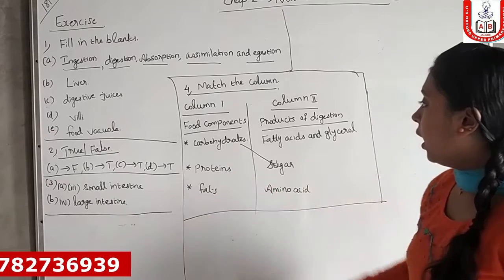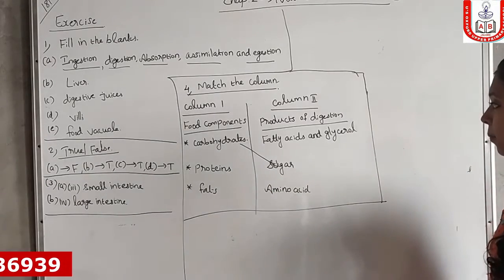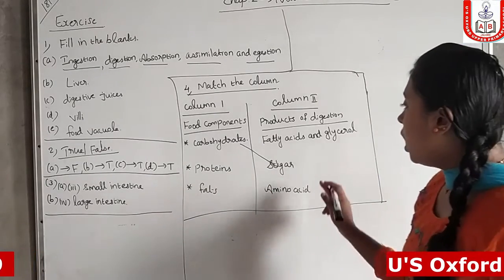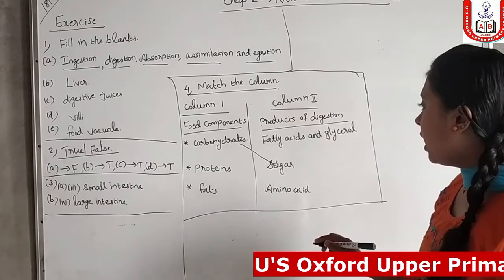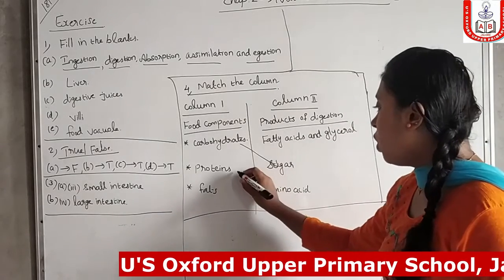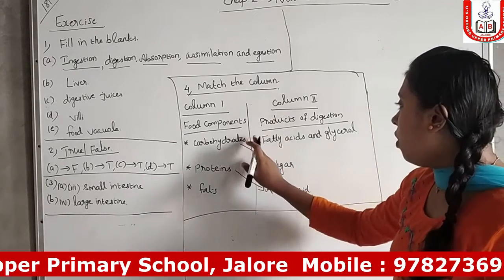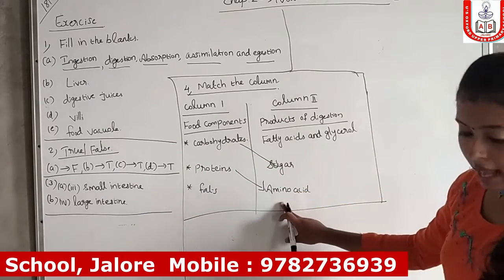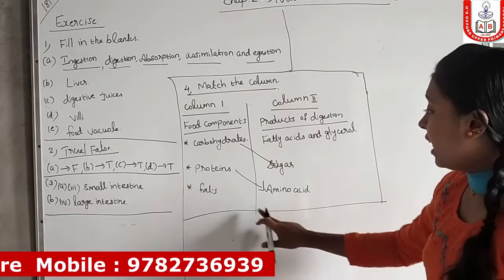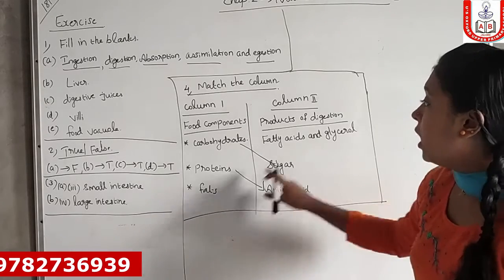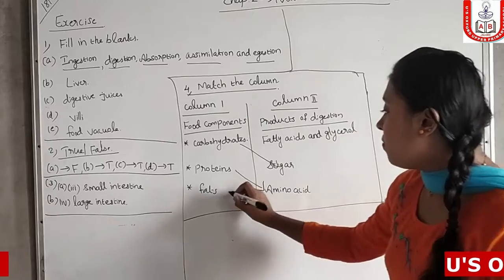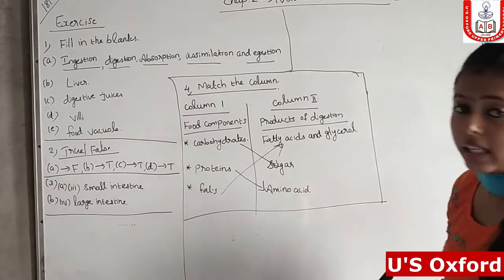Second one, protein. What is the answer for proteins? The product of digestion of protein is amino acids. Next, only one remaining, that is fat. The product of digestion of fat is fatty acids and glycerol.